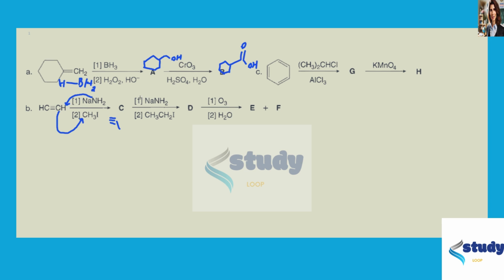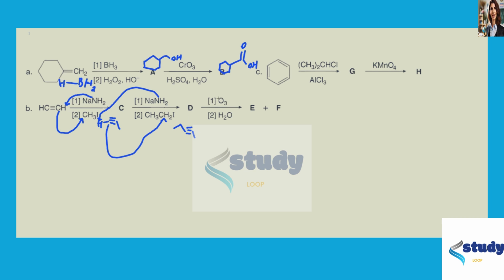Now we're taking C, and we're also taking sodium amide again, and this time sodium amide is going to deprotonate the other side to make a carbanion, which can then attack this alkyl halide. So we have one carbon here, and we get two carbons on this side.